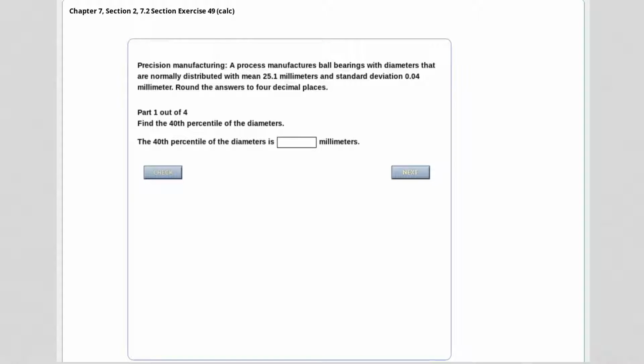In this problem, we need to find the 40th percentile of the diameters of ball bearings. We're given their mean and standard deviation, and we're told that they are normally distributed. So, how do I get started with this? Well, I'm going to draw the normal distribution. What we need to know is what is the diameter of a ball bearing that falls above 40% of the other ball bearings. So the 40% is the bottom 40%.